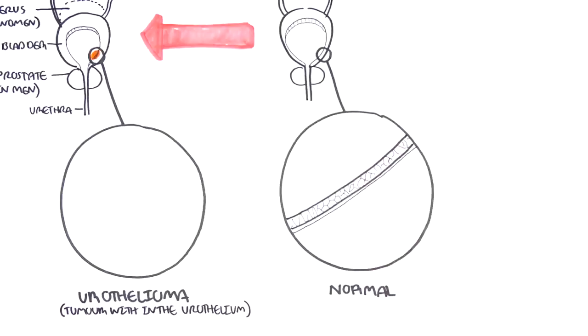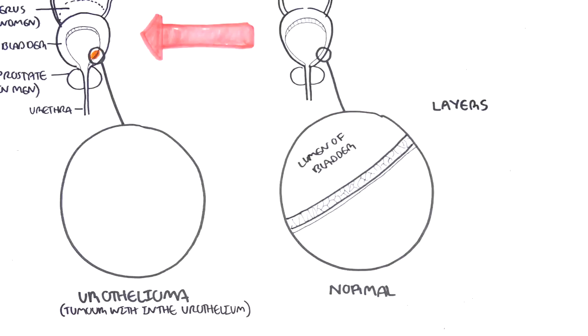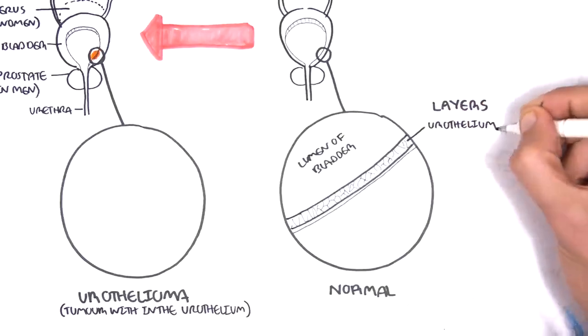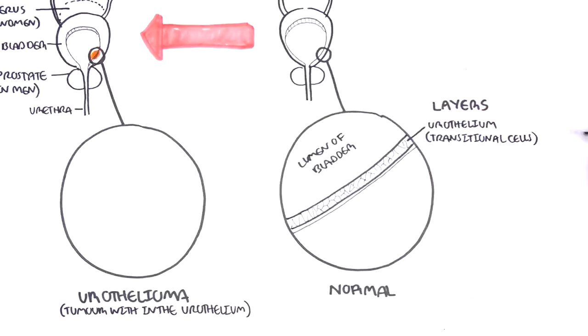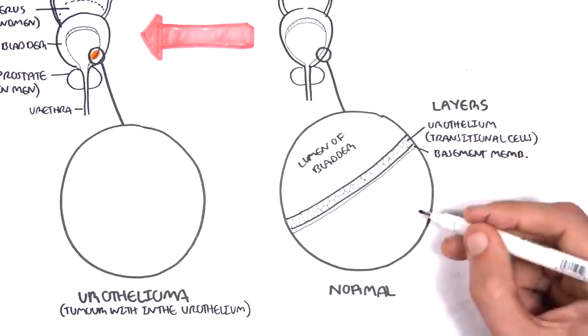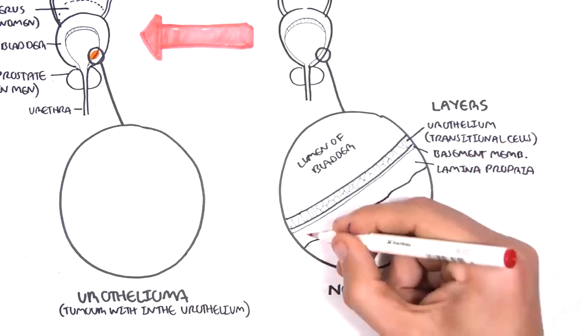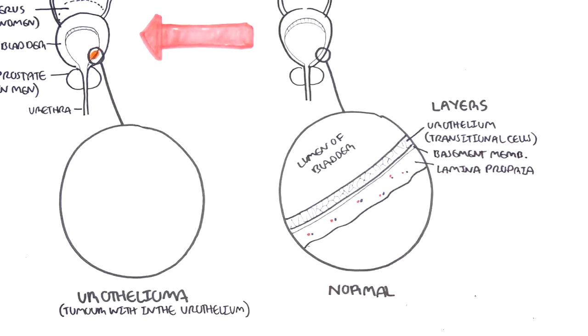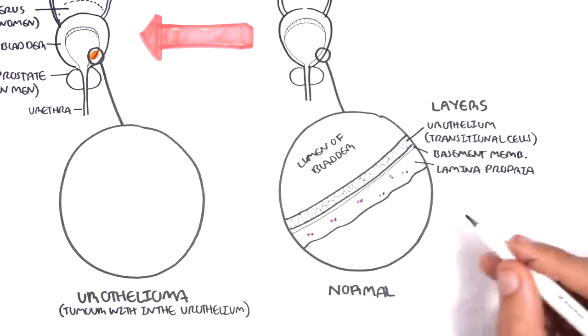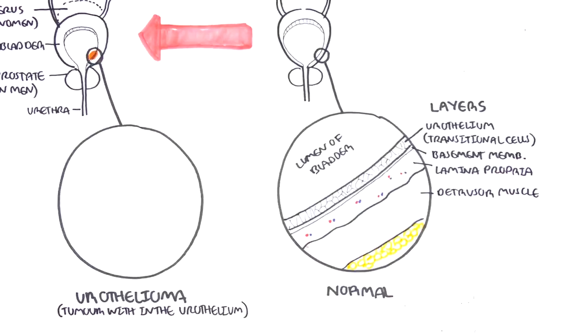This is the lumen of the bladder, where urine is stored. The inner layer of the bladder is called the urothelium, and it is made up of transitional epithelial cells. Below it is the basement membrane, which separates the transitional cell epithelium from the lamina propria. The lamina propria consists of many blood vessels. Below the lamina propria is the detrusor muscle, and then we have the adventitia, which is primarily fat.